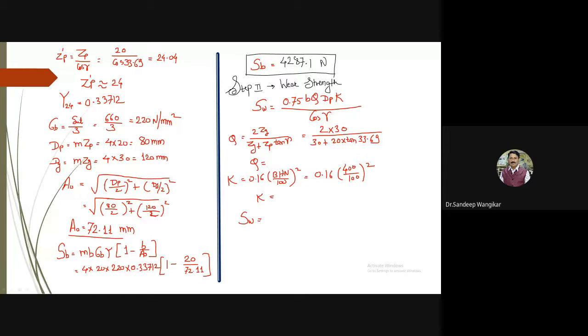Any other? Calculate K also. Let me know the value for K also. Then we will substitute both the values in the wear strength formula and we will calculate the wear strength.